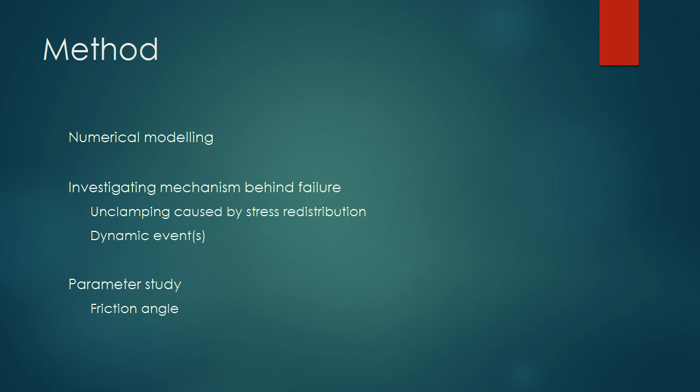To examine this problem, it was decided that numerical modeling should be used. There are two theories behind the mechanism of the failure. The first one being unclamping caused by stress redistribution, and the second one being the dynamic events which were recorded that same evening. A parameter study on the joint friction angle was conducted to see how it affects the wedge stability.